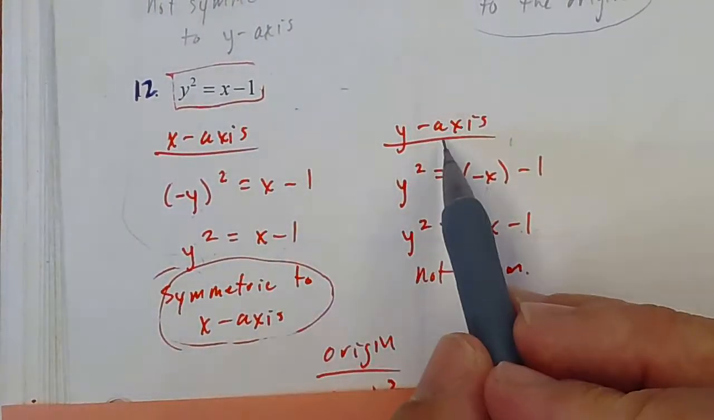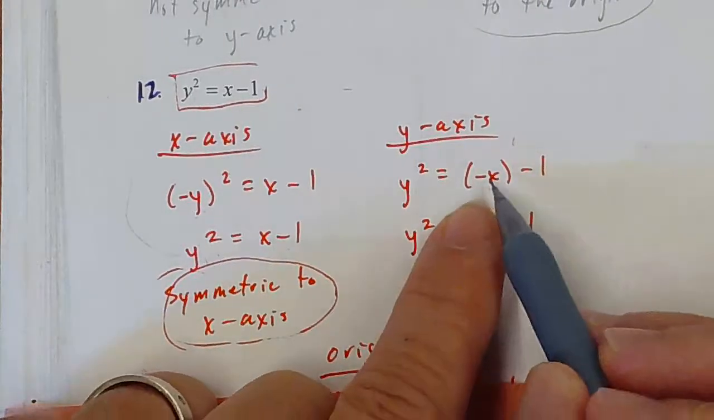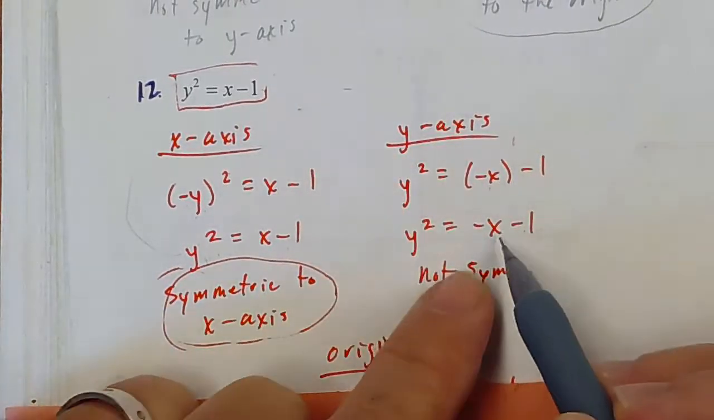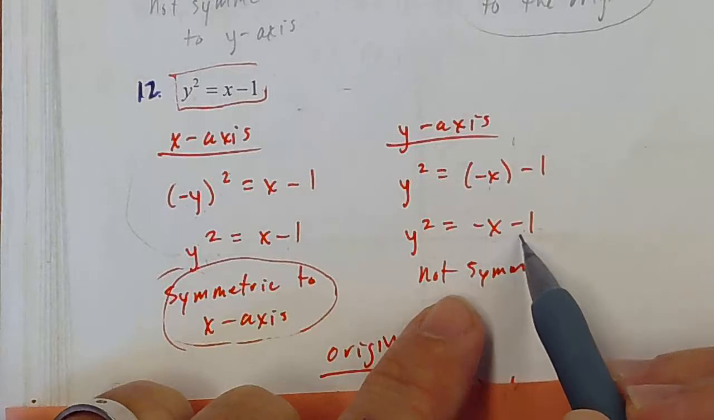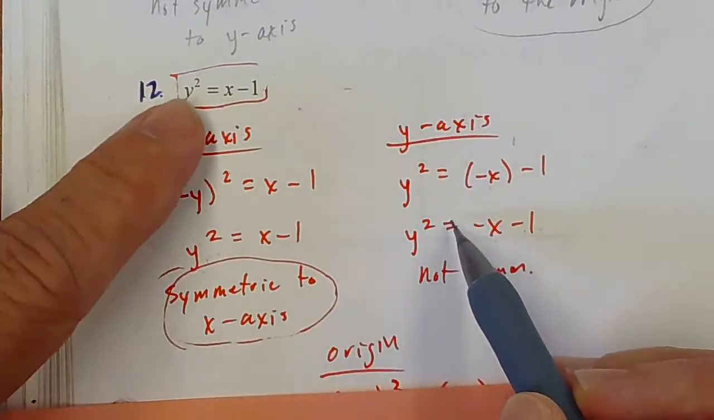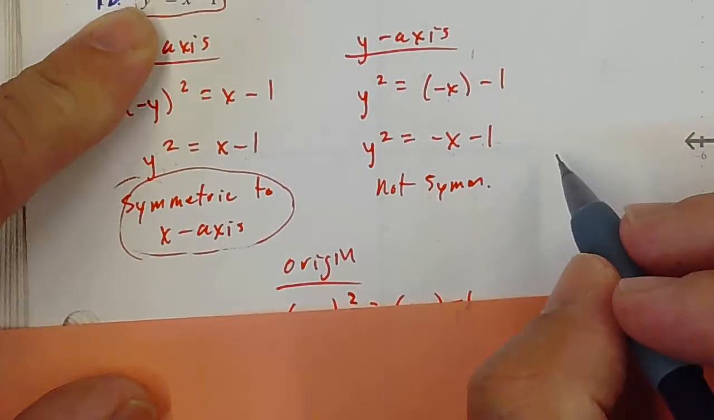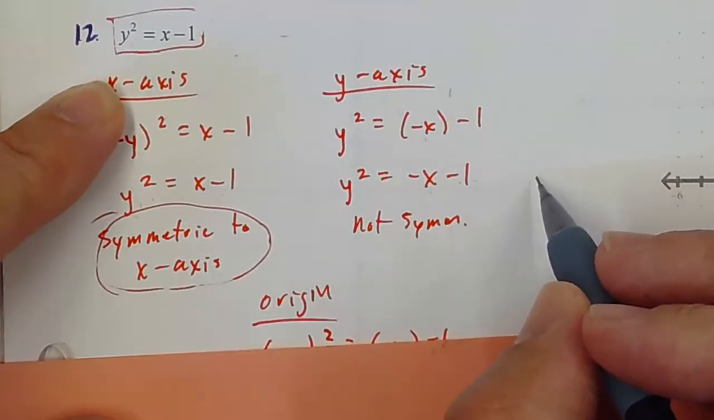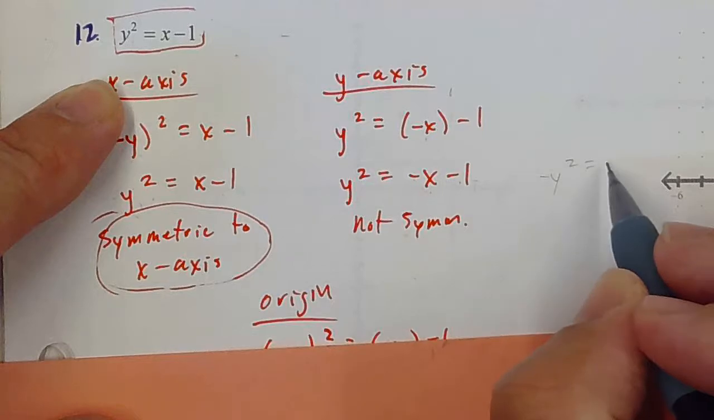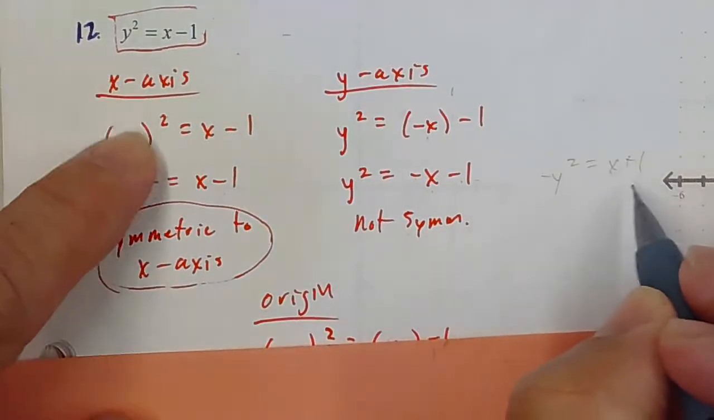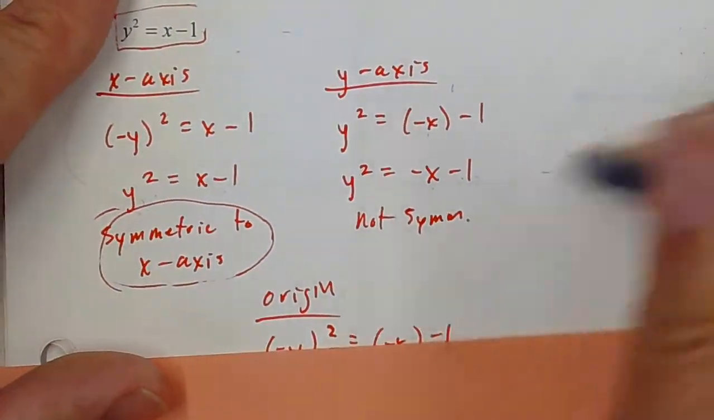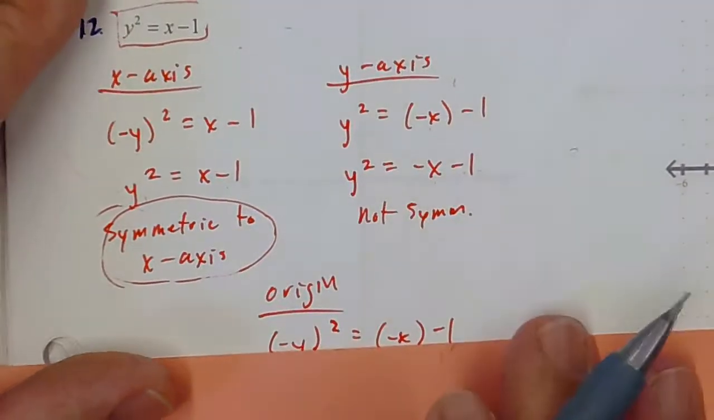All right, y-axis symmetry, we replace x with negative x. There's no exponent there, so not much to do. It just becomes negative x minus 1. It's not the same. If that negative multiplying by negative 1 threw you off and you wanted to check it, you could. If you multiply by negative 1, it's still not going to work because I'm going to have negative y squared equals x plus 1 and still not the same. Okay, not symmetric to the y-axis.